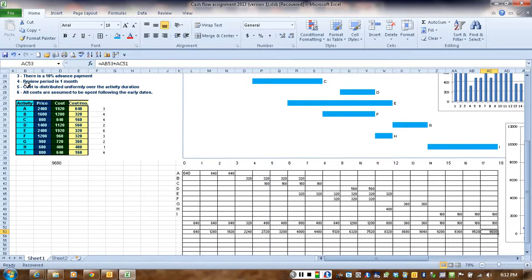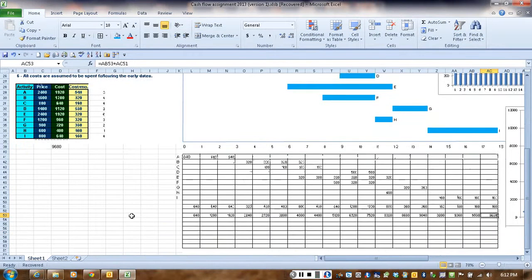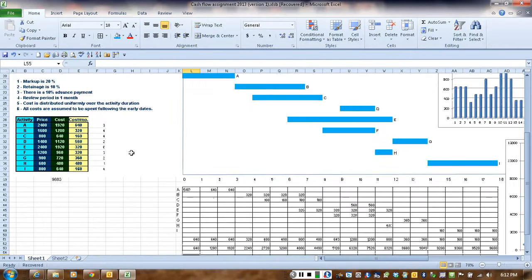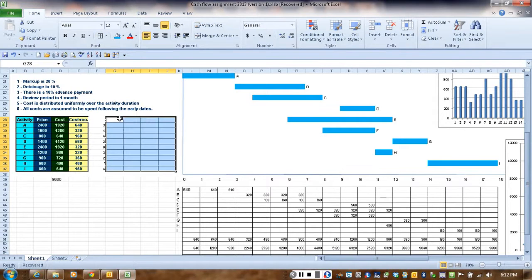Now, the review period is 1 month, which means I'm going to submit, now I'm going to put the billings. Billings means I'm going to bill based on the price. So I can have another column here, or a few columns. I'm going to add 3 or 4 columns. And I'm going to call this one billing.